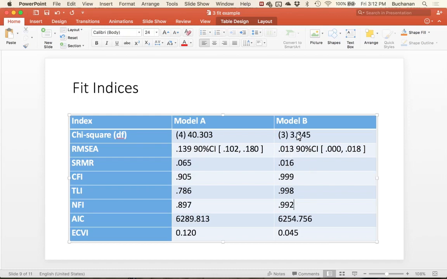This RMSEA, this is not significant, which is magic. This RMSEA is good. This SRMR is good. All three of our comparative fit indices are great. This model has the lower AIC and the lower ECVI. So if I used non-nested criteria, this Model B is significantly better than Model A.